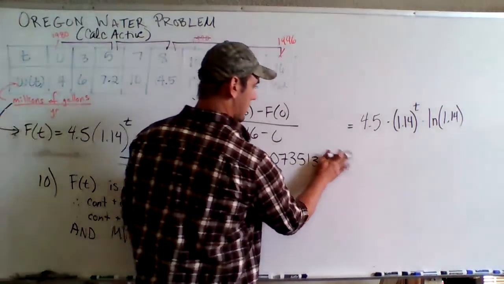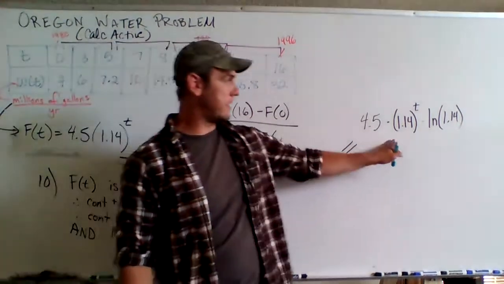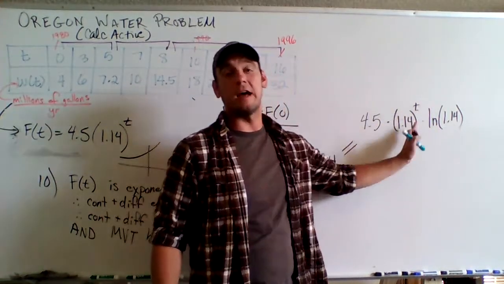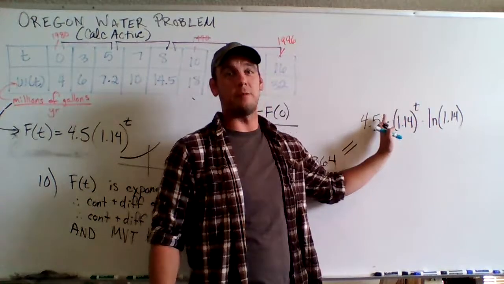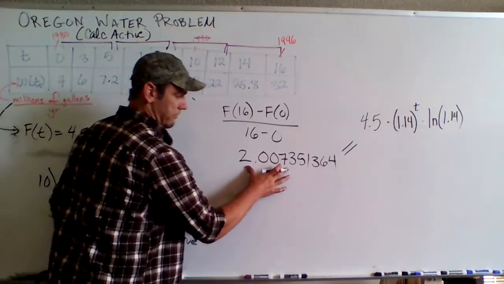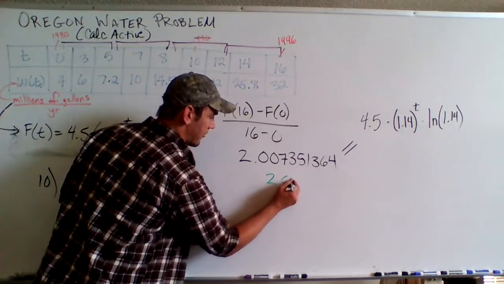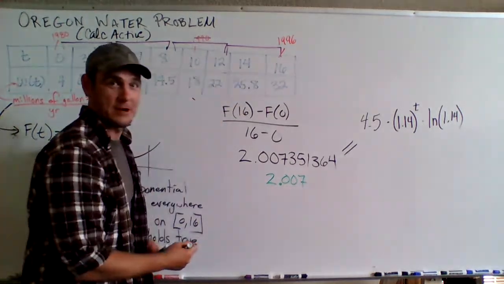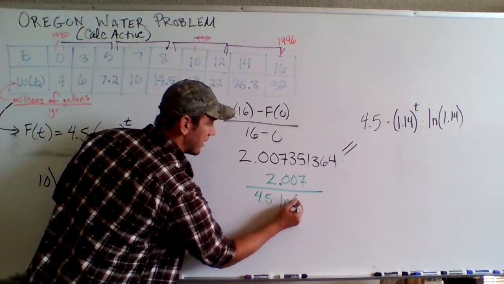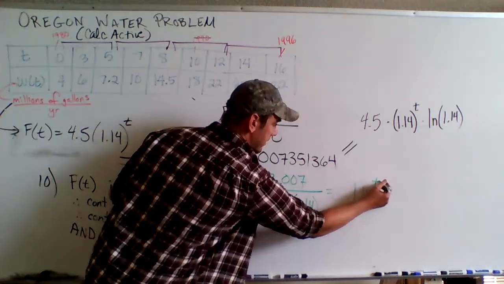So, guys, we're going to roll with this. Okay, so I want to solve for t. This is really 4.5 times natural log of 1.14 times 1.14 to the t. So I'm going to divide by 4.5 and natural log of 1.14. So I'm just going to abbreviate this nasty thing. Hey, 2.007. That's a fun year too. Divided by 4.5 times natural log of 1.14 is really going to equal 1.14 to the t.